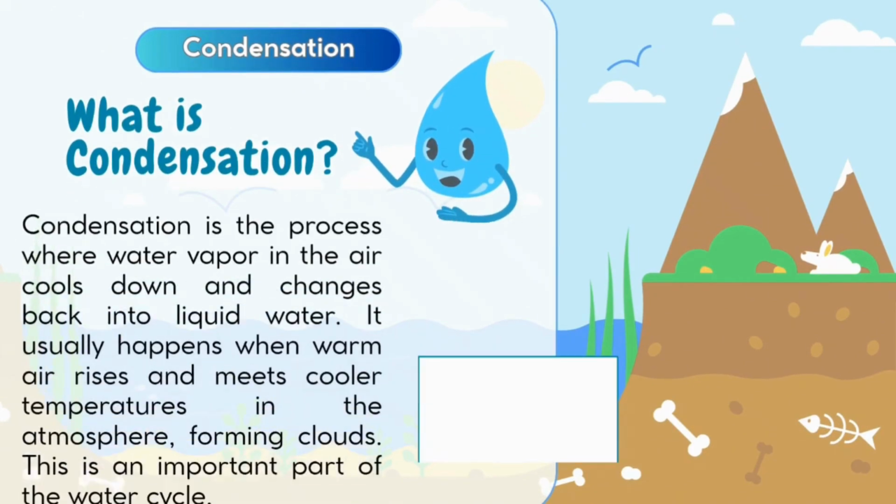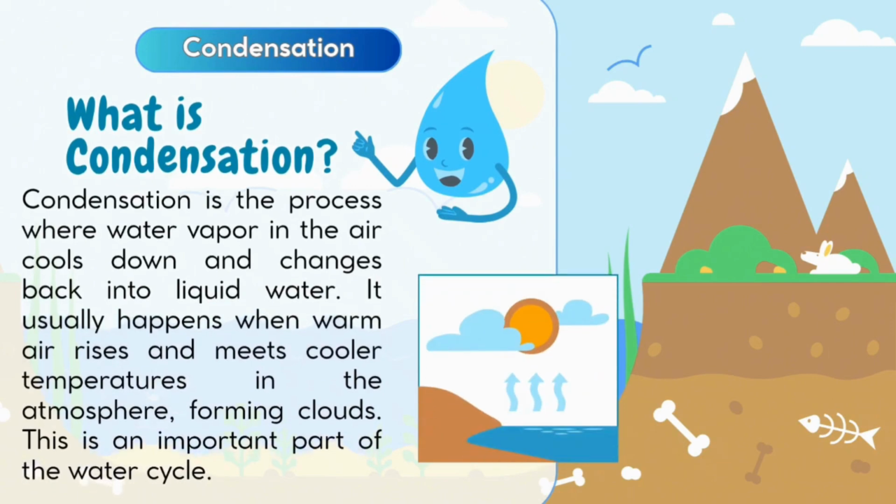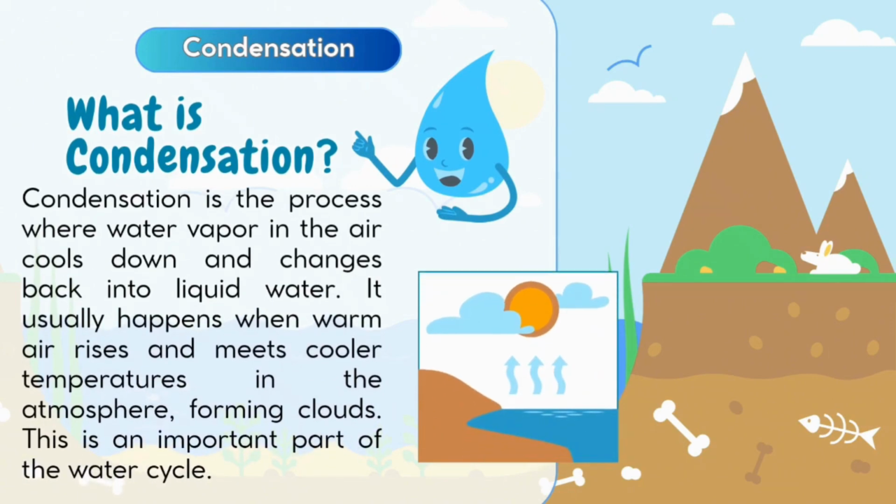What is condensation? Condensation is the process where water vapor in the air cools down and changes back into liquid water. It usually happens when warm air rises and meets cooler temperatures in the atmosphere, forming clouds. This is an important part of the water cycle.